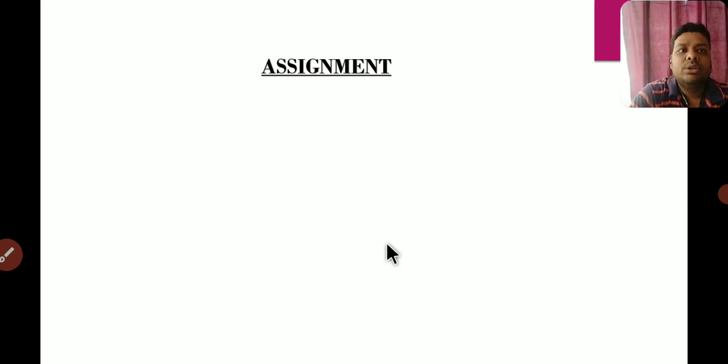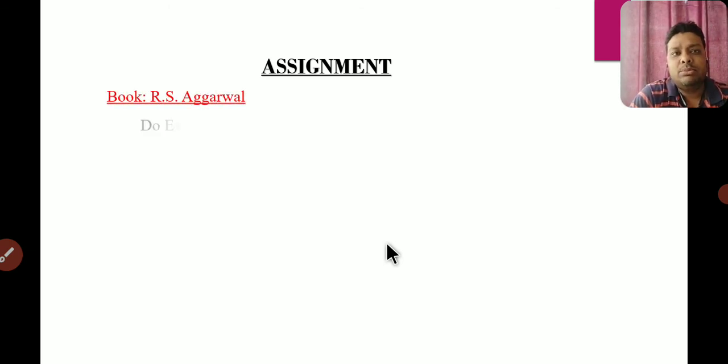So like this we can find the square root of a decimal number by applying the identities. So you have to do some assignment work at your home, dear. In the R.S. Agarwal book, you have to complete all of exercise 3G.